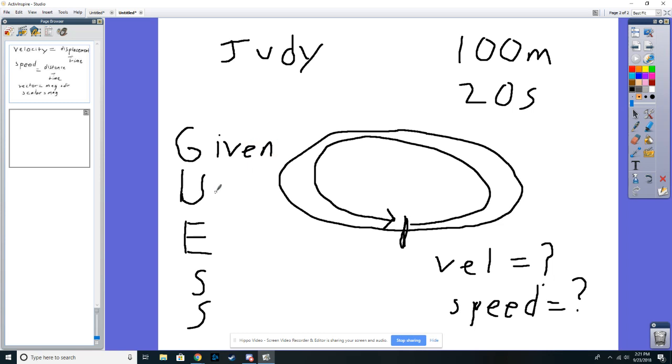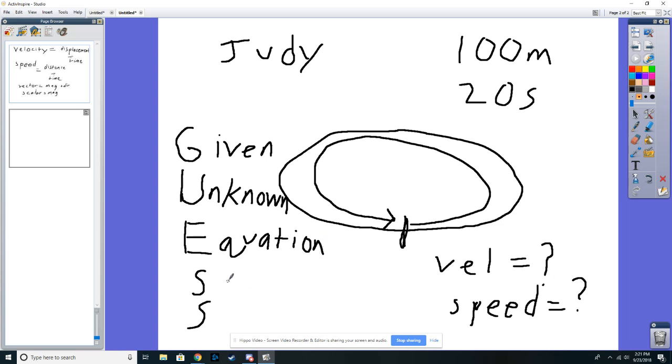The U is unknown. That's another way to say, what are we looking for? What did the problem ask us to find? The E is for equation. So what equation do we know that includes all of our unknowns and all of our givens?